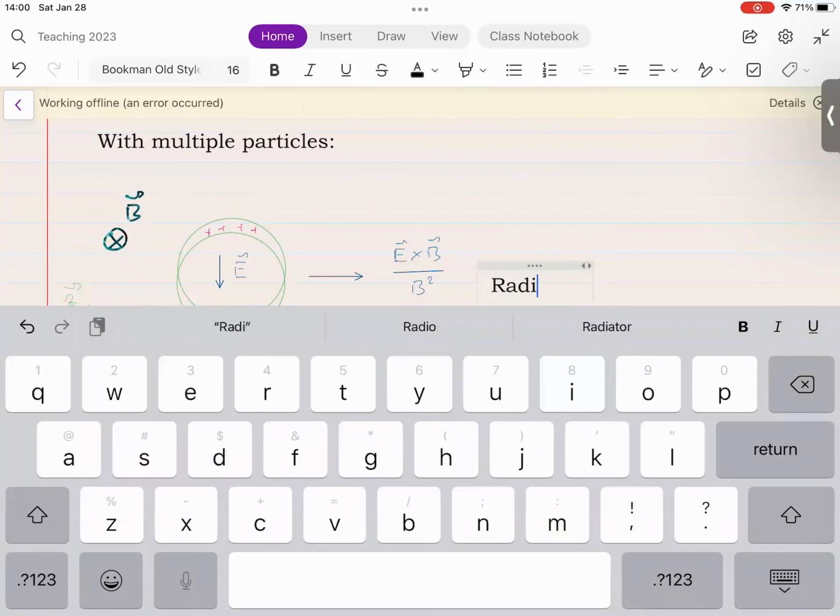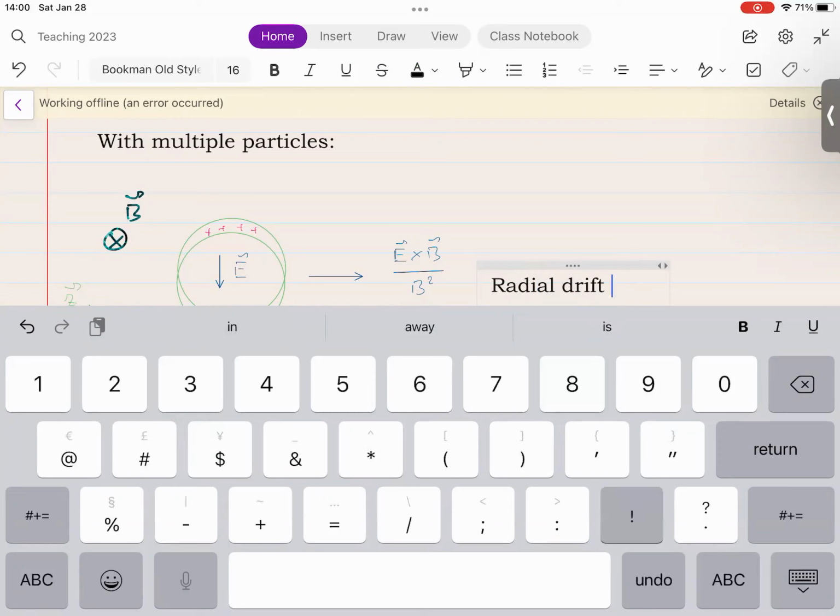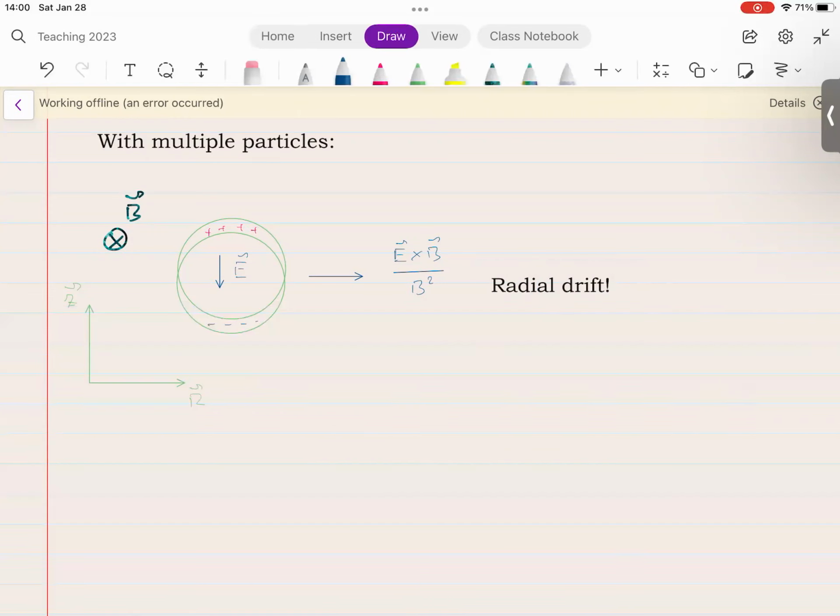And that's in the radial direction. So my whole plasma is just going to get out of the way and be gone forever. So that's great. Well, let's see, what can we do, if anything?